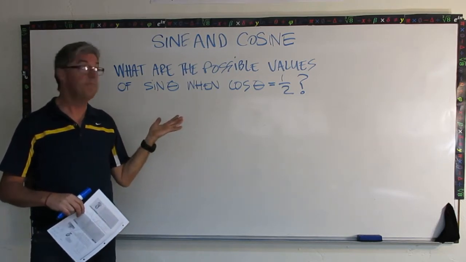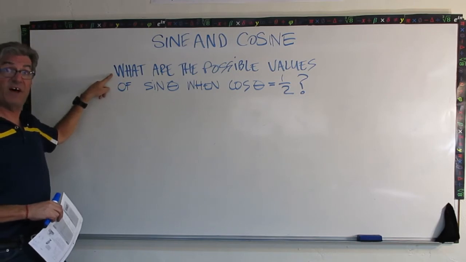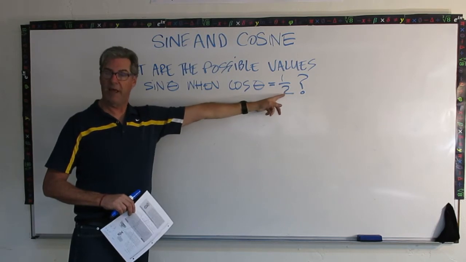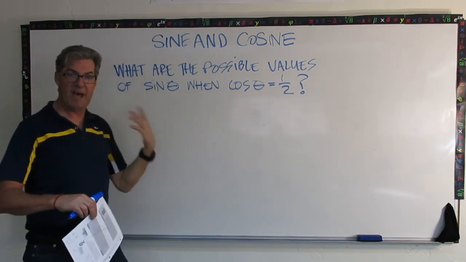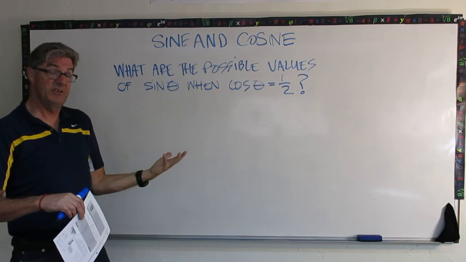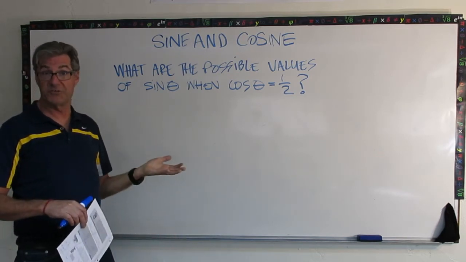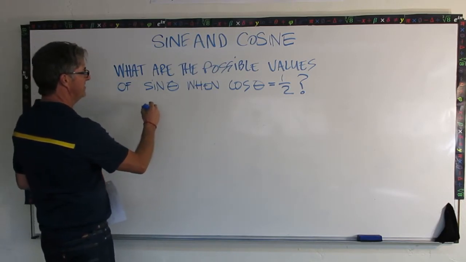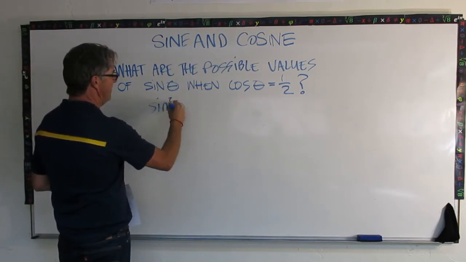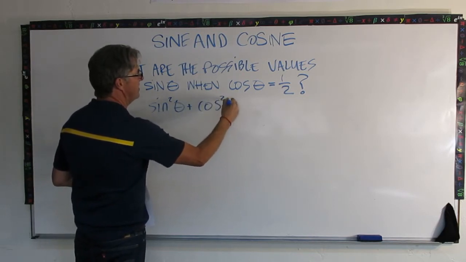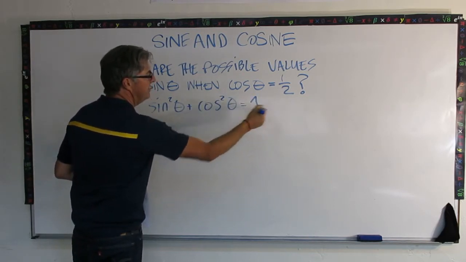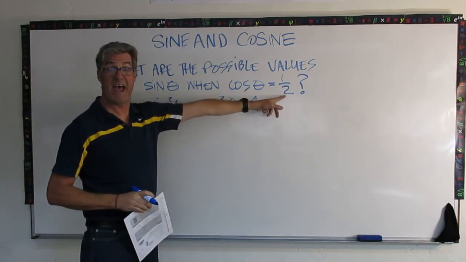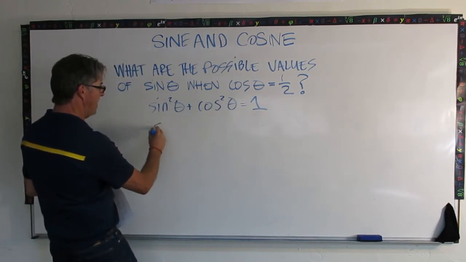Let's use this new identity to do some math problems. And here's a very typical one that you might get. What are the possible values of sine theta when cosine theta equals 1/2? Okay, so basically we have that Pythagorean theorem equation and we just don't know one of the values. Okay, so we're going to set this up. Remember our equation is sine squared theta plus cosine squared theta equals 1. So let's do some substitution. We know that cosine of theta is 1/2. So we can write the following.